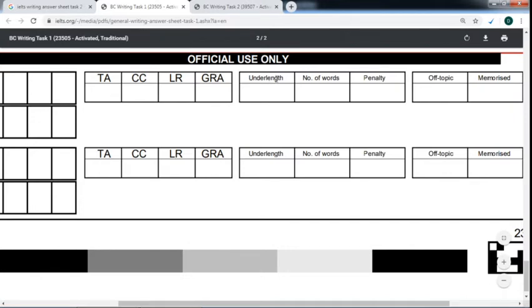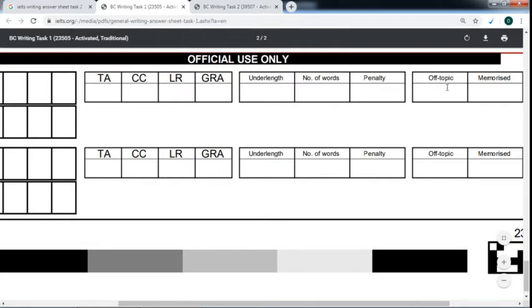They would also count your words. If your word length is less than 250, then you will lose marks. They would count the number of words, and they would penalize you if you write less than 250 words in Task 2 and less than 150 in Task 1.